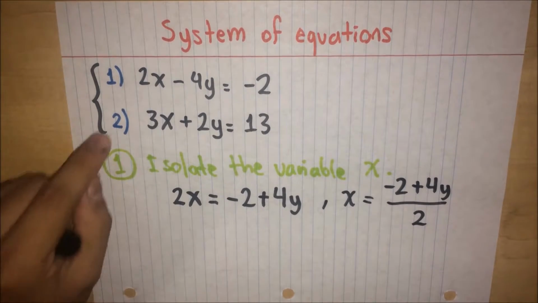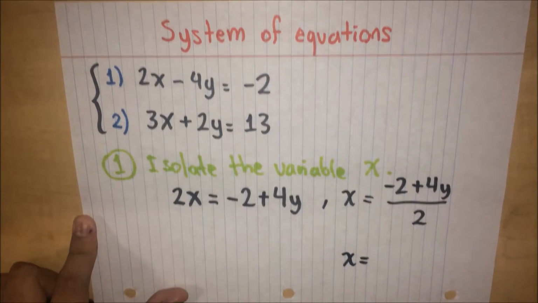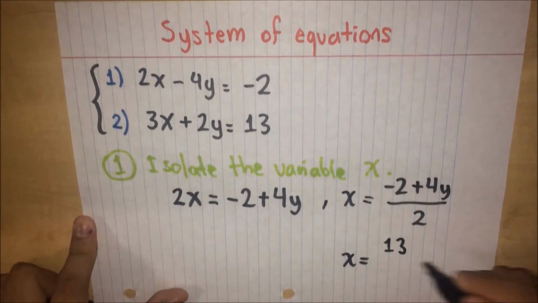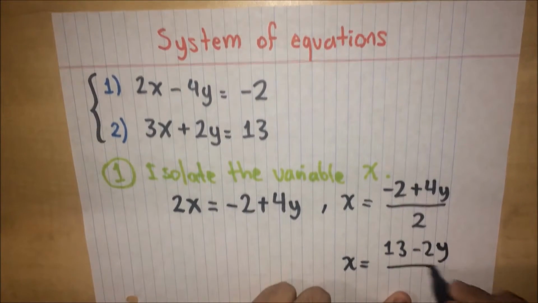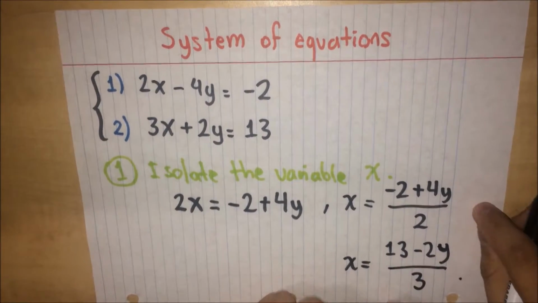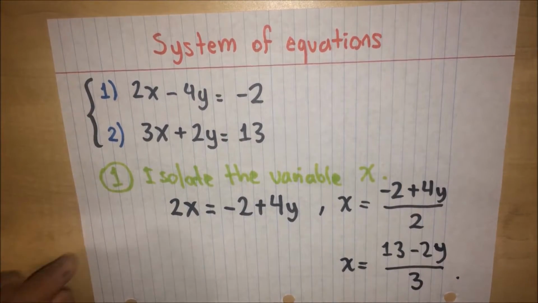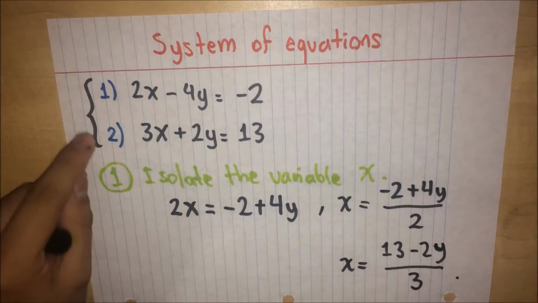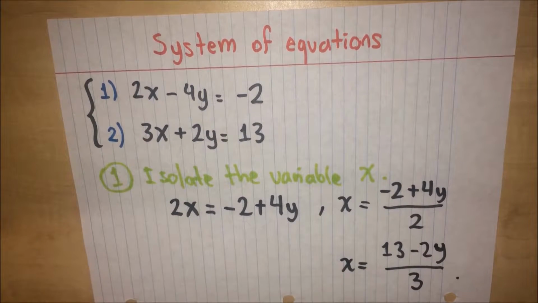We need to do the same with equation 2. So for equation 2, at the end of the day, we get that x is actually equal to (13 minus 2 times y) over 3. This is just the same as what we did with equation number 1. And we are done. We have already isolated x from equation 1 and also from equation 2. So we are ready to move to step number 2.